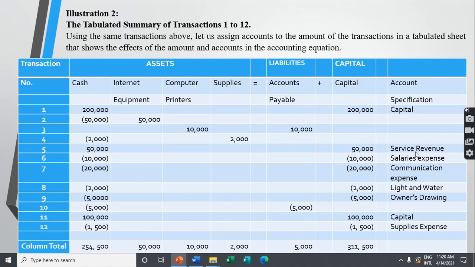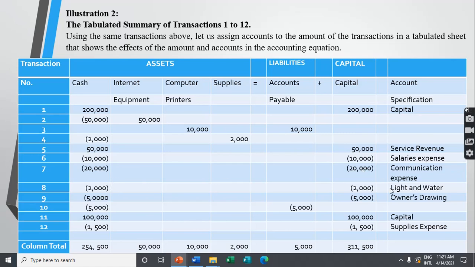Kasi that is considered as service revenue. Okay? Dito sa transaction number 6, nagbayad ka ng salaries expense mo. Kaya nabawasan yung cash mo, and at the same time, nabawasan din yung capital. Tama? Okay? Dito naman sa transaction number 7, nagbayad ka din ng communication expense. Ayan. So, nabawasan din yung cash mo, which is 20,000. Nabawasan din yung capital mo ng 20,000 para maging equal pa din yung accounting equation natin.